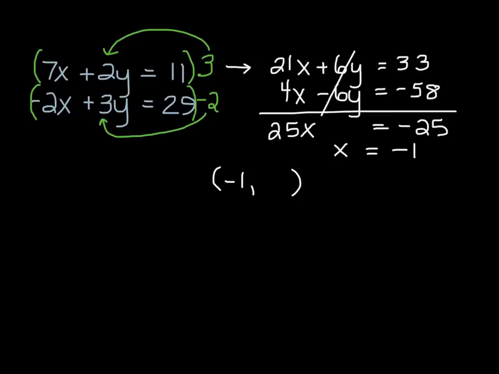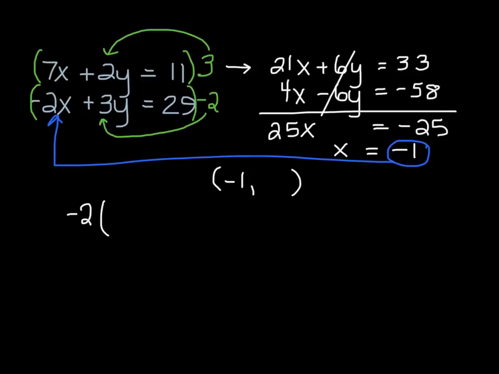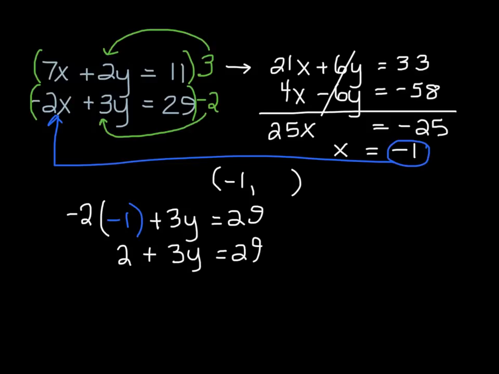I'm going to plug the -1 into that x. So I'm going to have -2, plug in that -1, plus 3y equals 29. -2 times -1, subtract 2, divide by 3, y equals 9. If you need those notes on there, subtract 2, divide by 3. Y equals 9, so now I'm going to put 9 in here, and this is my answer.